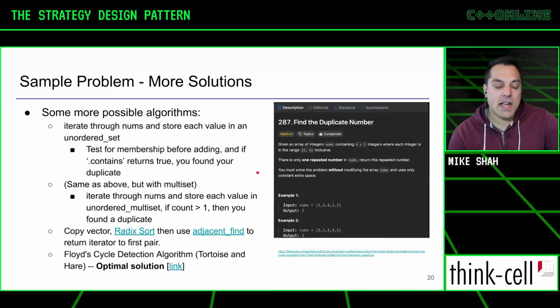So, to kind of move forward with this problem, there's many possible other algorithms. Maybe you came up with some of these. Again, I said it's interesting if you can come up with at least two sometimes for these problems. But maybe we just iterate through the numbers and store each value in an unordered set. So again, some unordered set or a bit set or bit mask, as was mentioned, different data structures in different languages. And then we could just test for membership before adding.